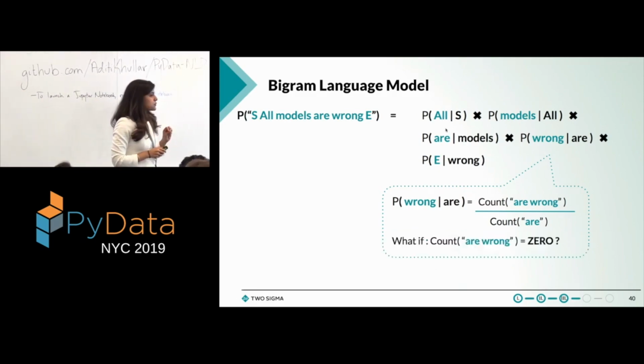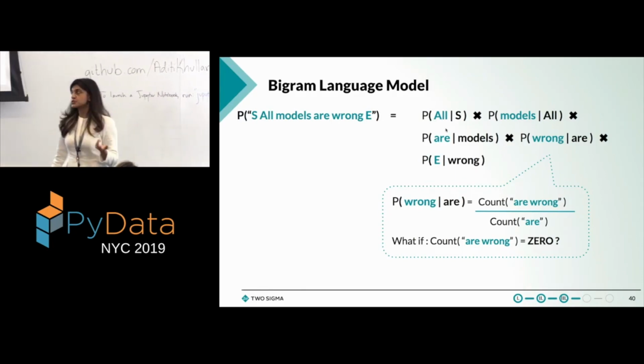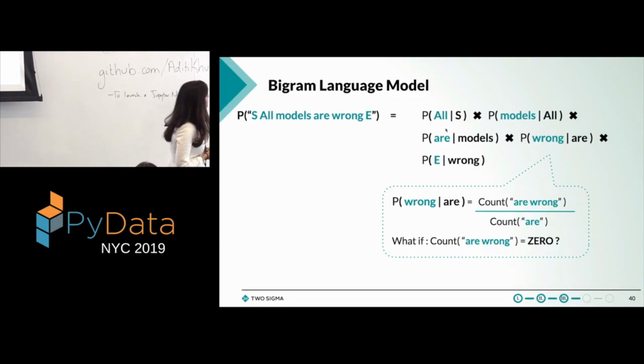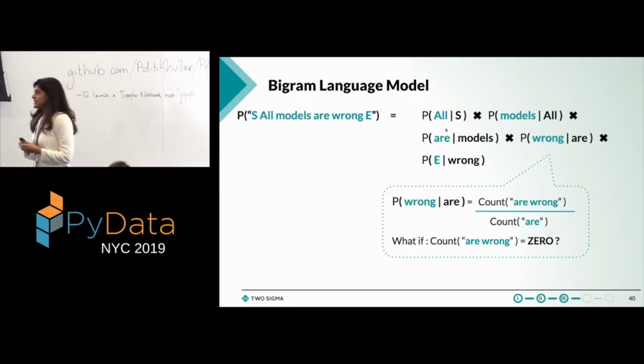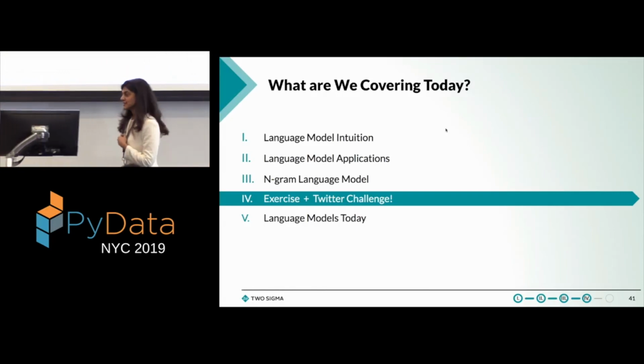And I want you to give some thought to what happens when one of those counts goes to 0 or is not present in your language model or in the corpus that you're learning your language model on. With this, I will hand over to Eugene, who would take you through the exercise.